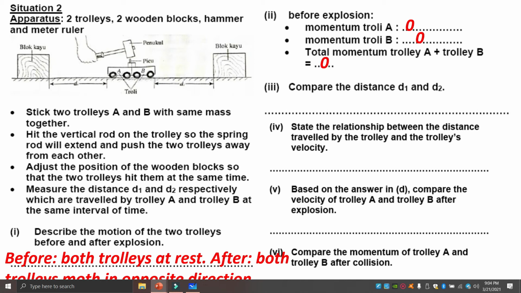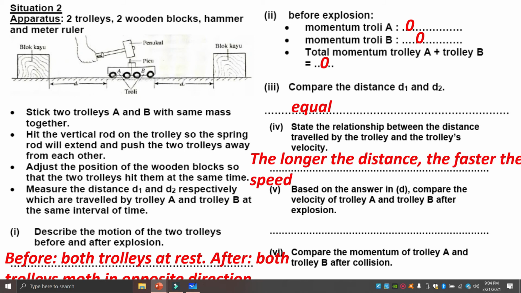Then you have to compare the distances D1 and D2. The distances should be equal, so for this one you have to do the experiment. Alright, and then for number 4, state the relationship between the distance traveled by the trolley and the trolley velocity. The higher the distance, the higher the velocity, using this formula: V equals S over T. Distance higher, velocity also higher.